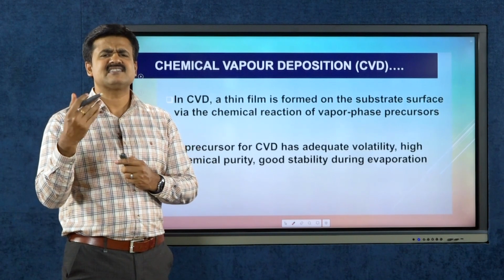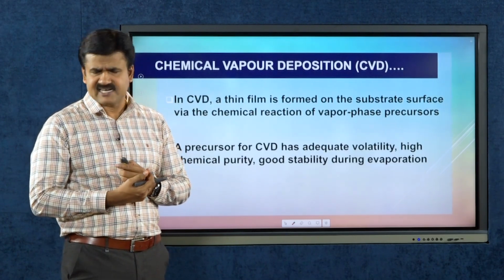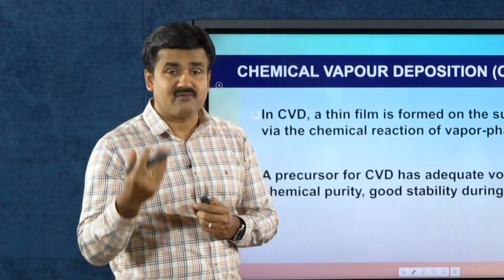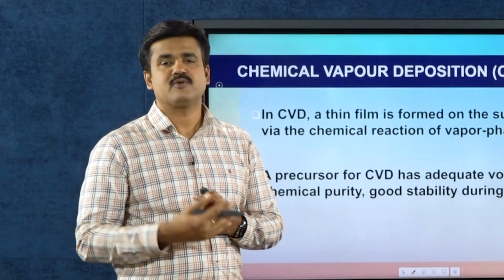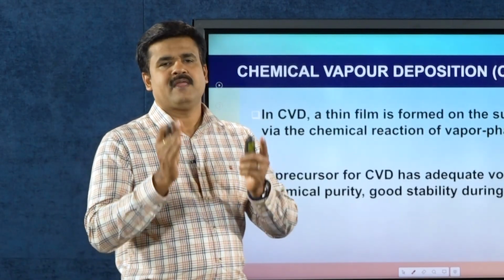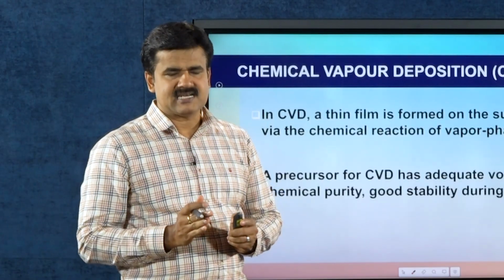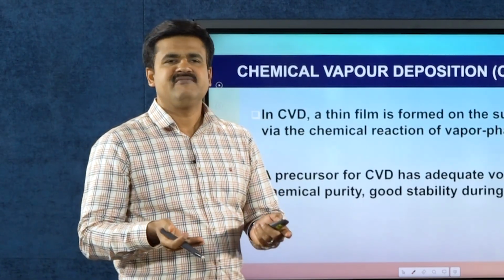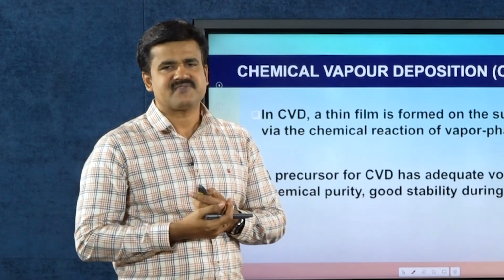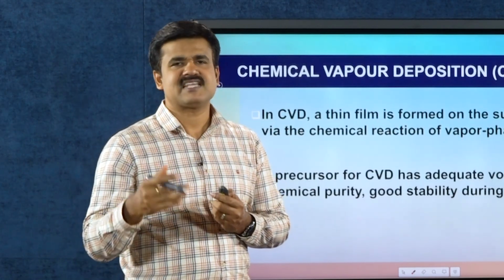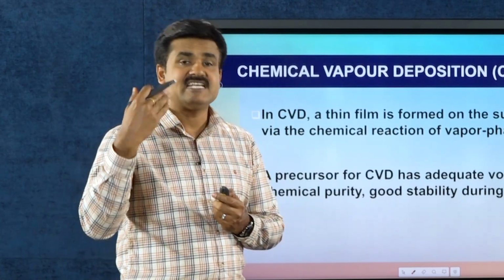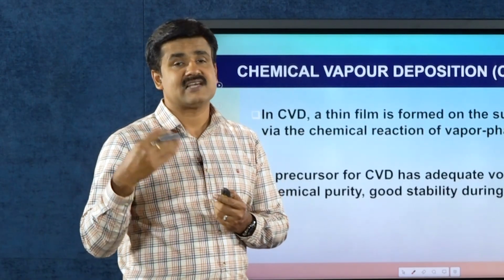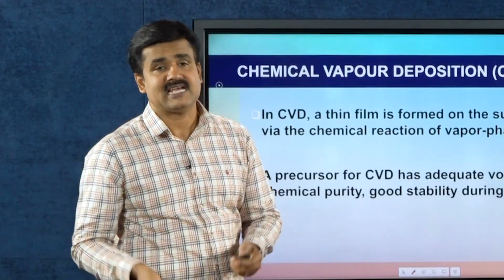Why do we necessitate volatility as an important condition? Without volatility, if the substance is non-volatile, then the vapors will not be produced easily. So, if you are taking a precursor that is highly or adequately volatile, we will easily get the vapors of that substance, and those vapors can undergo reaction in the gaseous or vapor phase itself, and then it can be deposited on the surface of a suitable substrate or a catalyst.